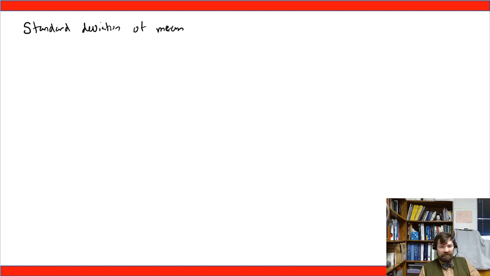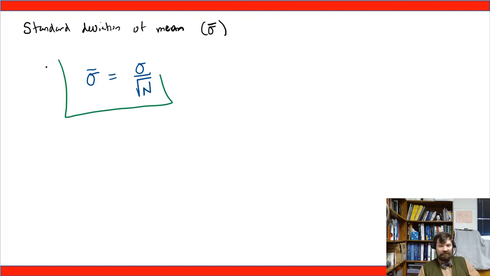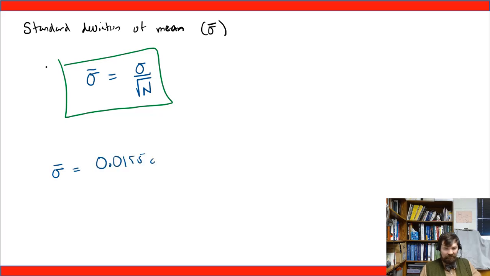So let's say that your standard deviation was sigma. Standard deviation of the mean we might represent as sigma bar. And the formula for that is just that sigma bar, the standard deviation of the mean, is the standard deviation divided by the square root of the number of measurements that you've taken. So in our example again, we'd say that sigma bar is 0.0155 centimeters divided by the square root of 8.